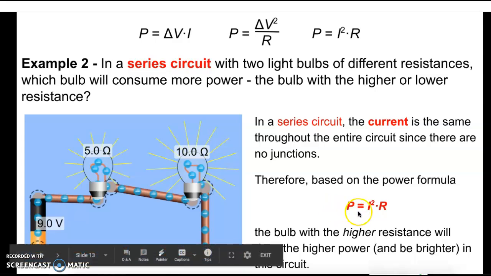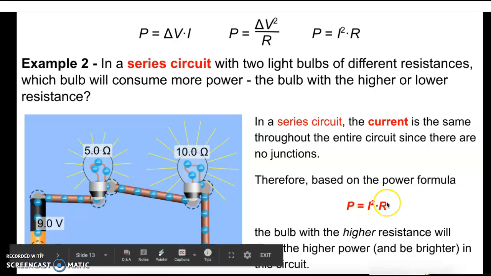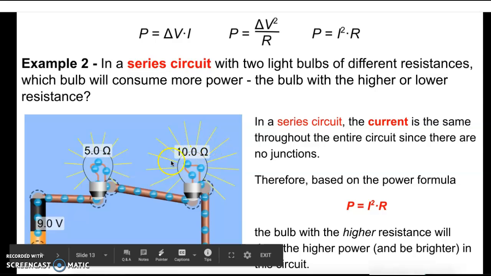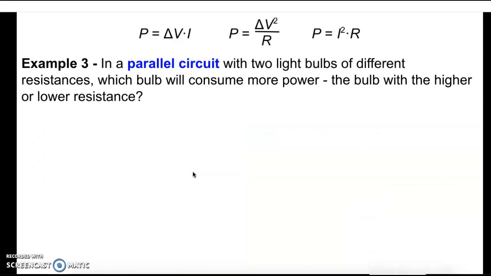So then if we look at the third formula for power here, P equals I squared R. Now if both light bulbs have the same current value, then whichever one has the higher resistance, the higher R, it's going to have the higher power. So that's why in a series circuit, the one with the higher resistance will have a higher power. However, in a parallel circuit, it's actually going to be the opposite.